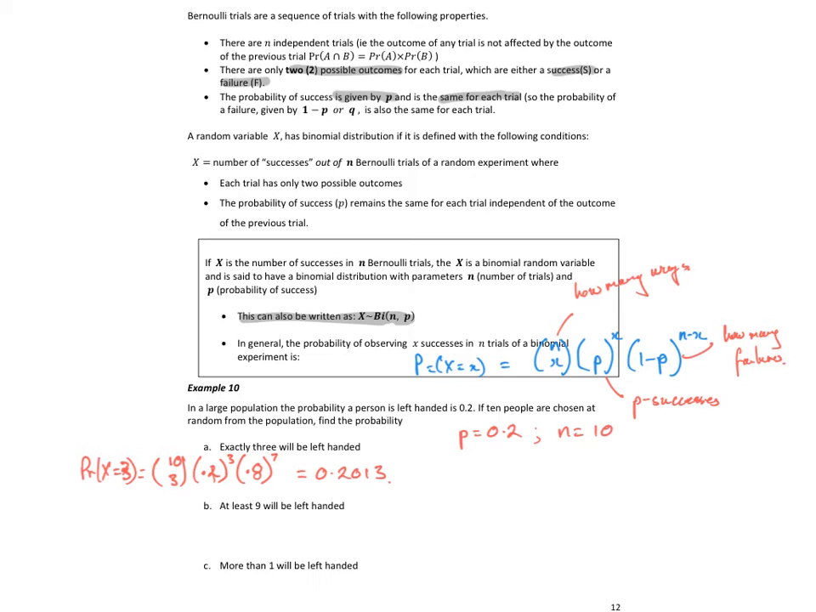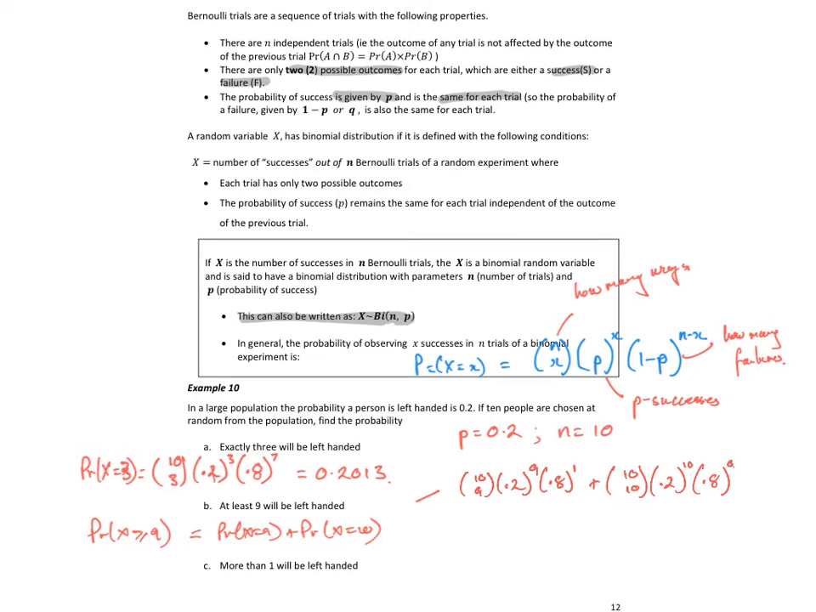The probability at least 9 will be left-handed. So what does that mean? The probability that x is greater than or equal to 9 is equal to the probability that x is equal to 9 plus the probability that x is equal to 10. So I have to do 2 of them. I've got 10 trials, 9 successes, 0.2 to the power of 9 successes, 0.8 to the power of 1 failure, plus from 10 trials I want 10 successes, 0.2 to the power of 10, 0.8 to the power of 0.